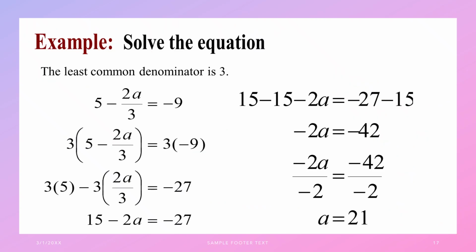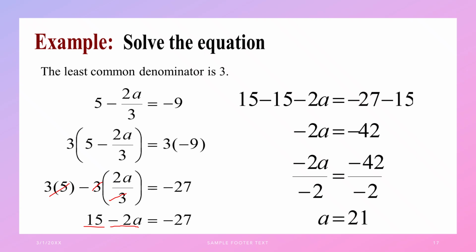Okay, now let's try to solve this equation. The least common denominator here is 3. So multiply by 3, 3 times the quantity in parentheses. 3 times 5 is 15. Then 3 times 2 is 6, or you can directly cancel this out, which is why you get negative 2a. Then 3 times negative 9 is negative 27.